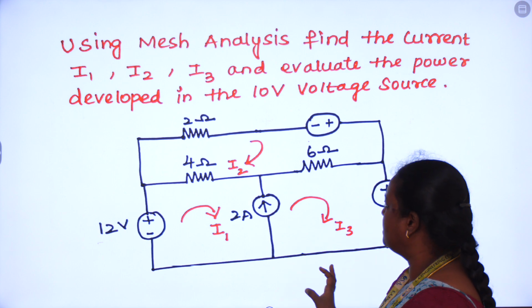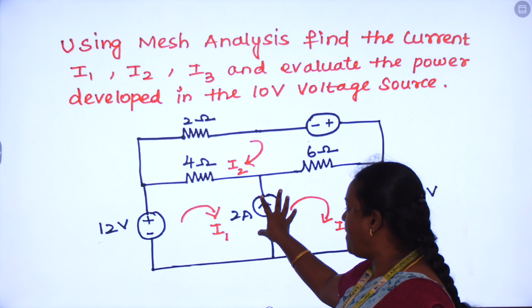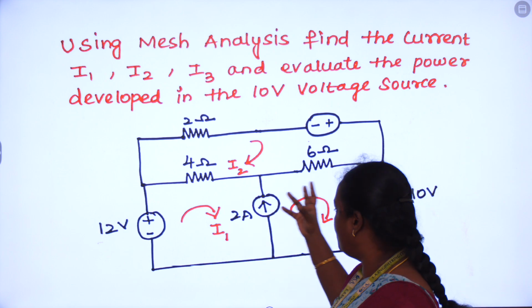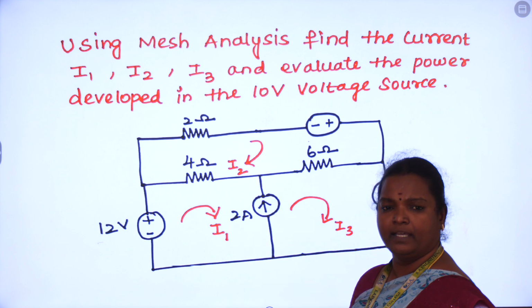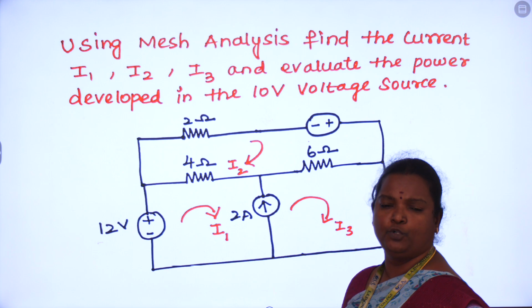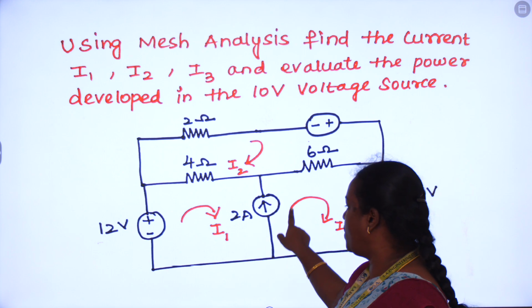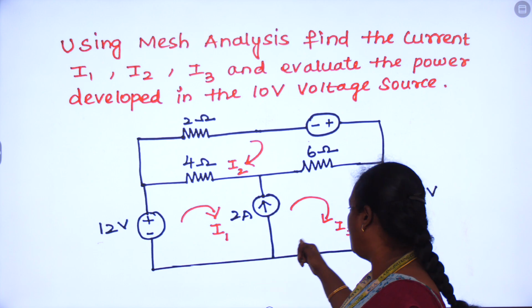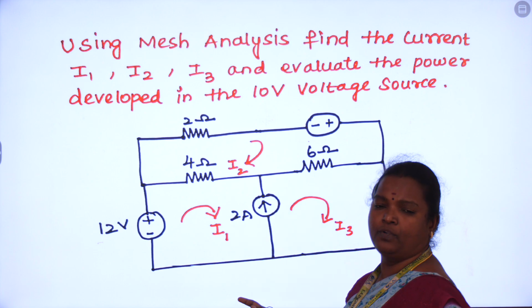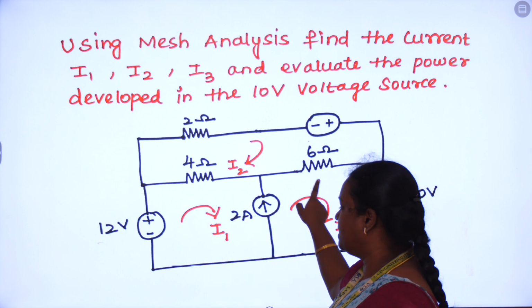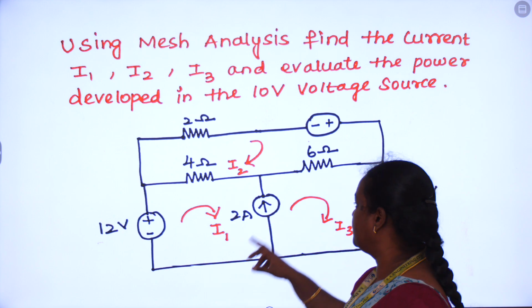So analyze this circuit. Since we have a 2 amps current source in between I1 and I2, as we discussed earlier, when the current source is shared between 2 loops, then it is considered as a super mesh. So now this 2 amp source is present between I1 and I2, so this entire circuit is considered as a super mesh analysis.